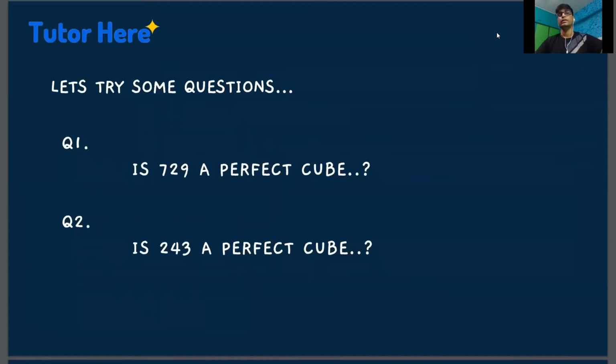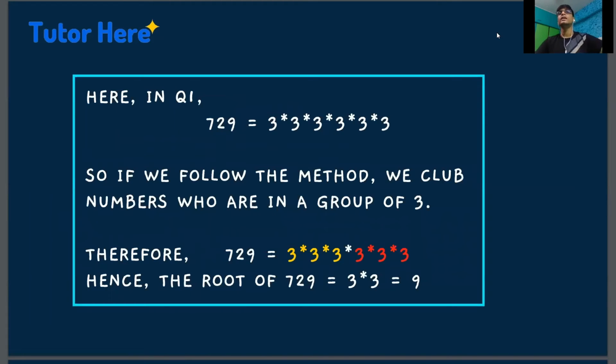Let's try some questions. Question 1: Is 729 a perfect cube? And question 2: Is 243 a perfect cube? So, in question 1, 729 is equal to 3 into 3 into 3 into 3 into 3 into 3, which is 3 multiplied 6 times. If we follow this method, we can club numbers in groups of 3. Therefore, 729 becomes 3, 3, 3 in one group and 3, 3, 3 in another group. Hence, the cube root of 729 is 3 into 3, which is 9.